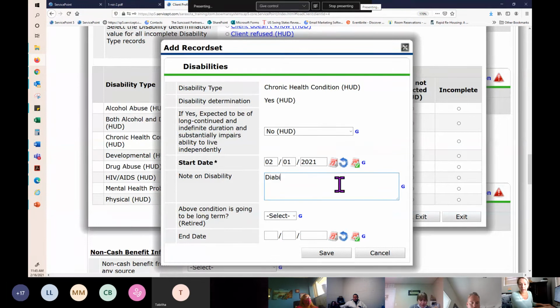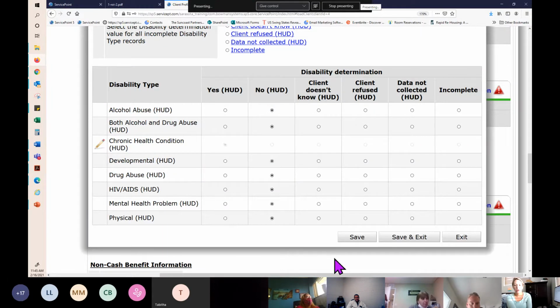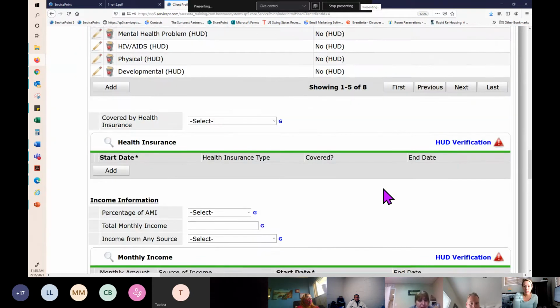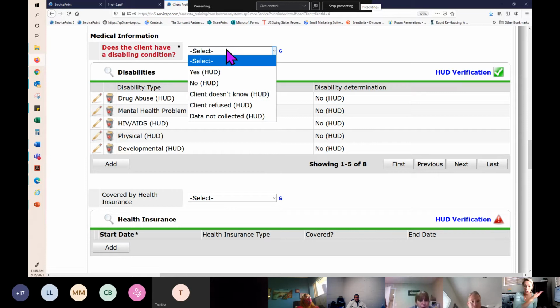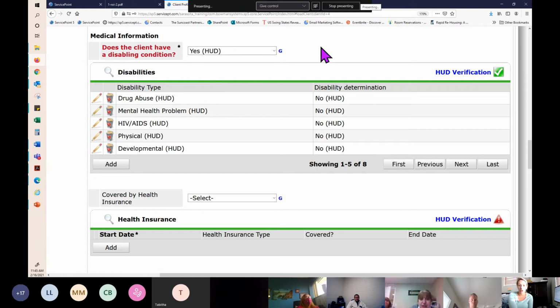Client, if you would like, you can add a note on the disability. It is not required. It is only visible in this portion of the assessment. And you save. From here, we've asked all of the disability types, so we can save and exit. And then now our red triangles become a green check mark, and we can get a response to this question. So now we know the client does in fact have a disabling condition.